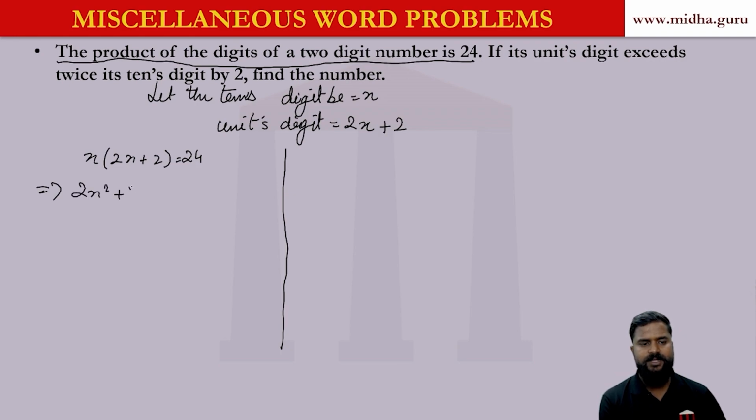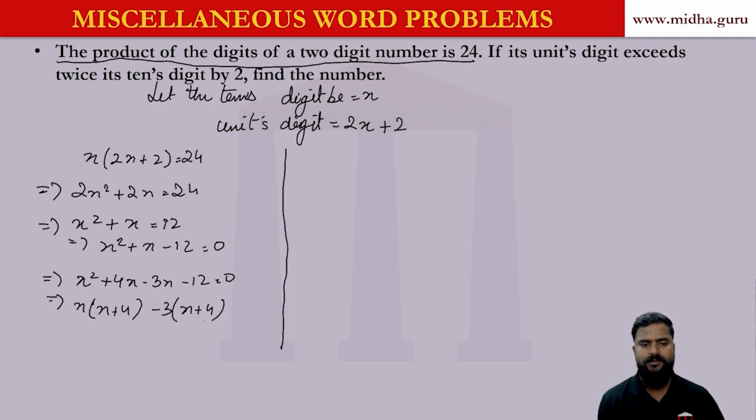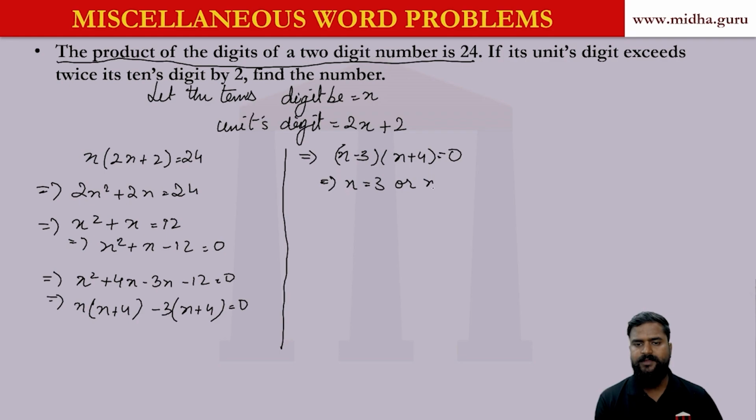So we'll get 2x squared plus 2x is equal to 24. If we divide by 2, we get x squared plus x is equal to 12. So x squared plus x minus 12 is equal to 0. Now we'll start solving. I have to find coefficients that will add up to 1 and multiply to form minus 12. So 4x minus 3x minus 12 is equal to 0. So x into x plus 4 minus 3 into x plus 4, that is x minus 3 into x plus 4 is equal to 0, which means x is either equal to 3 or x is equal to minus 4.